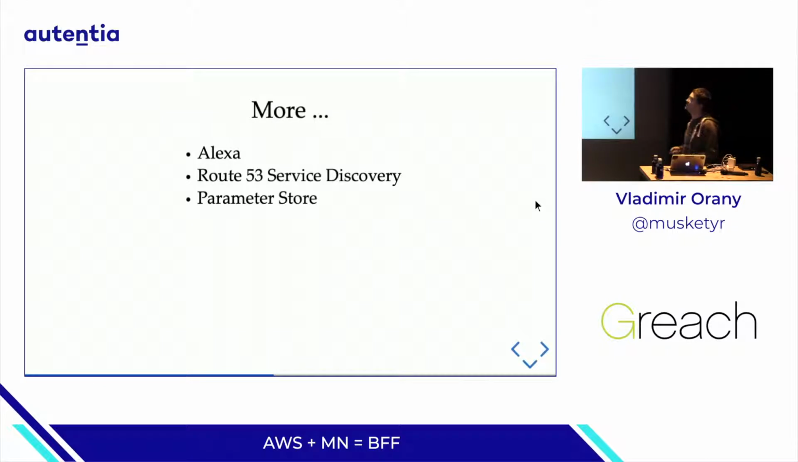Okay, so there is more support from the official documentation. One is Alexa. I don't have an Amazon Echo at home, so I haven't played with Alexa, but if you're an Alexa fan, you can take a look. There's Route 53 service discovery, which could be a kind of alternative to Consul or Eureka, I believe, if you are using this one. And the last one, which I found pretty useful, is the Parameter Store.